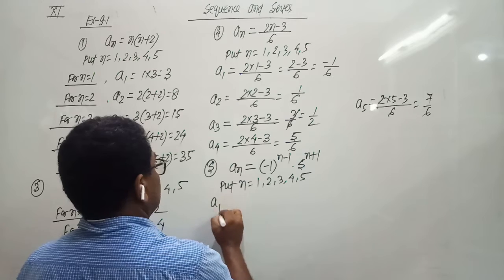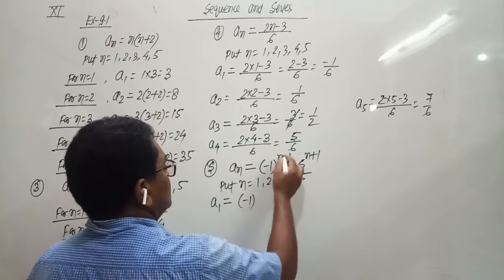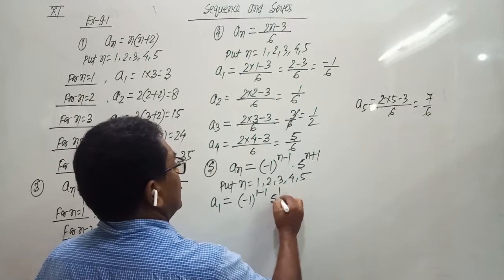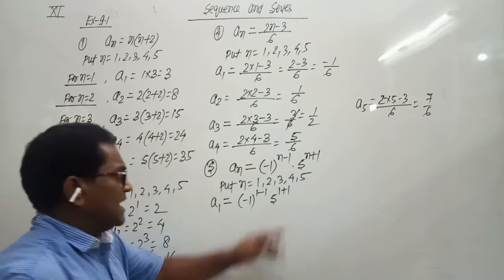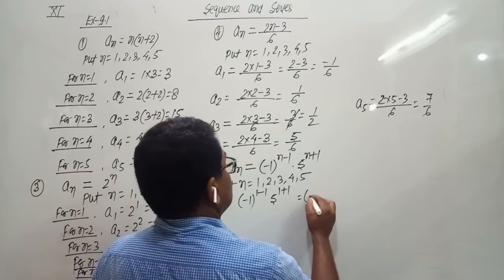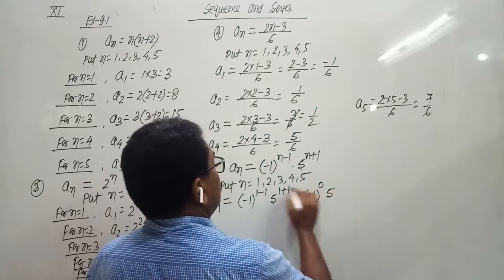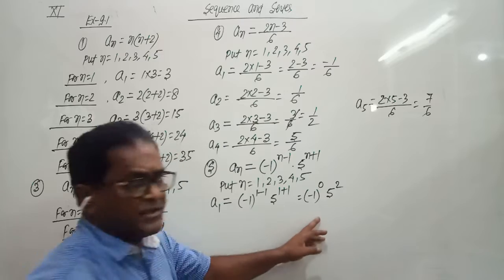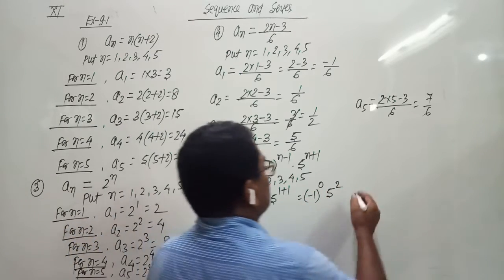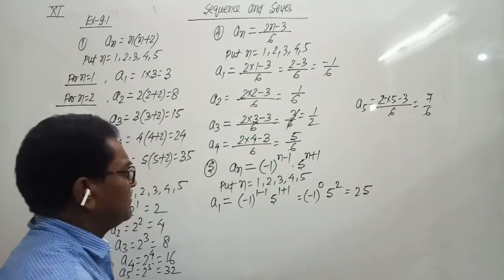For n equals 1, the value of a1 is minus 1 raised to the power 1 minus 1 into 5 raised to the power 1 plus 1. At the place of n, we put 1. So minus 1 raised to the power 0 and 5 raised to the power 2. Anything power 0 equals 1 and 5 raised to the power 2 is 25. So the first term of the sequence is 25.